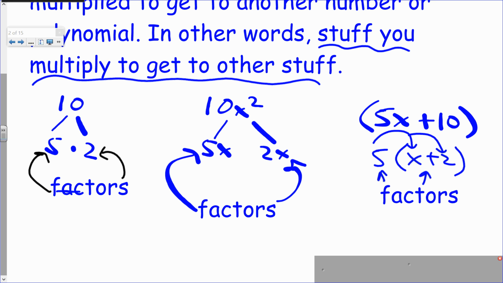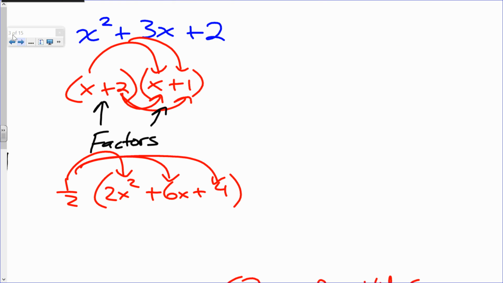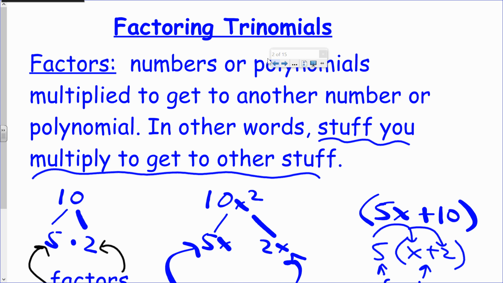And then we ended on fourth gear. Remember this? What are the factors of a trinomial? Well, two binomials. This binomial times this binomial are the factors of the trinomial. Today, I'm going to get into how to factor trinomials, which is the title, factoring trinomials.